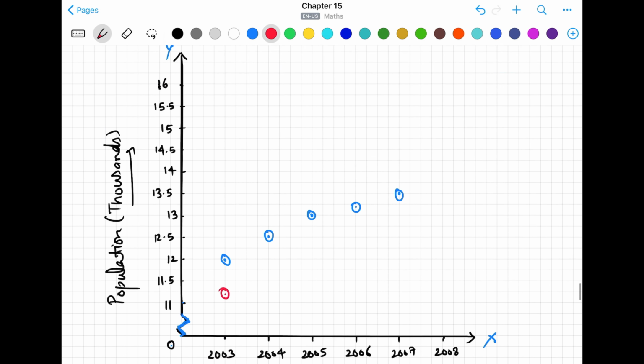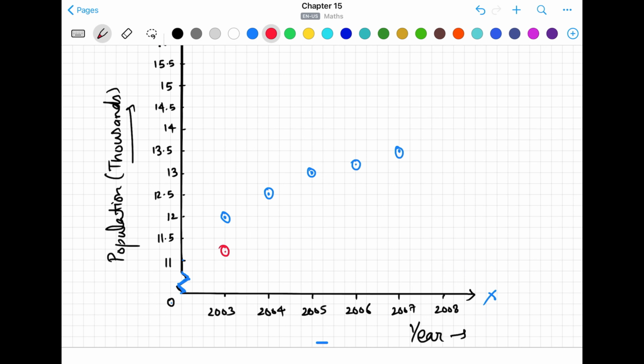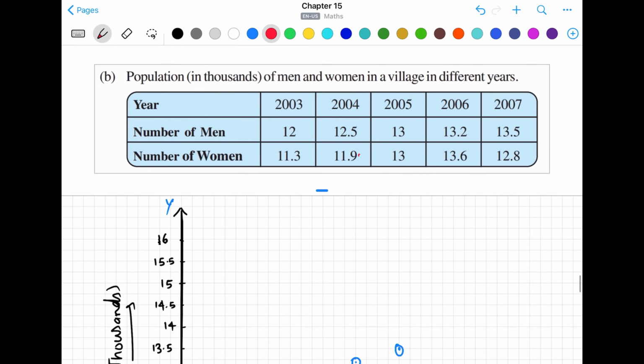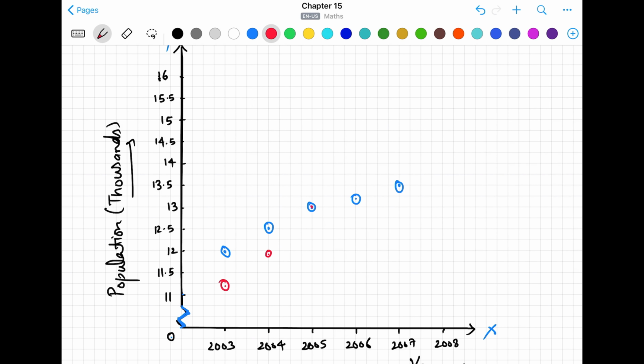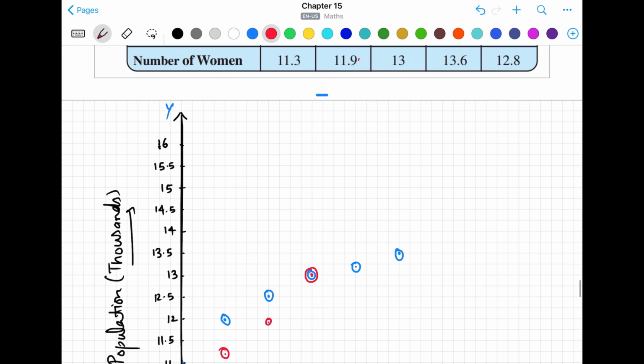For women it is 11.9. Okay, so it is below 12, somewhere here. Then in 2005 it becomes 13. Okay, now it is similar to the number of men.